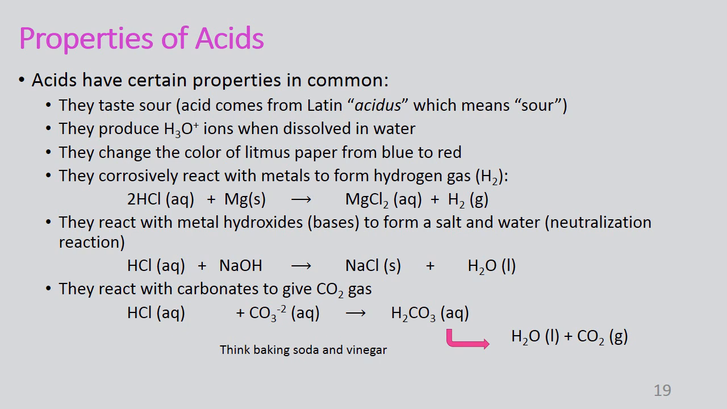And then also acids can react with carbonates, CO3 negative 2, which is a base, to give off carbon dioxide as a product. So what happens is the HCl donates the H pluses to the CO3 negative 2 to give us H2CO3, and then that breaks apart into H2O and CO2. And you can think baking soda and vinegar. If you put sodium carbonate in vinegar, like baking soda in vinegar, this is what you'll get, CO2 bubbles.